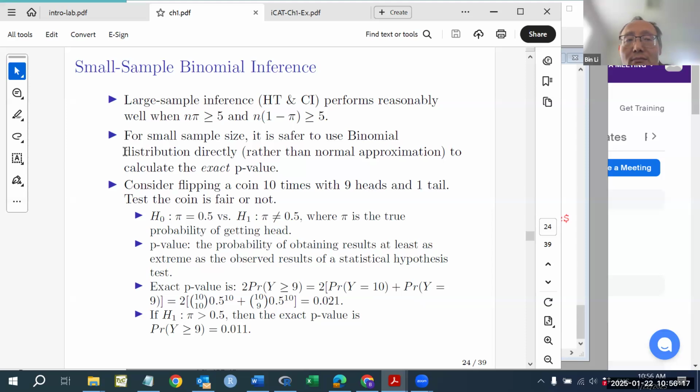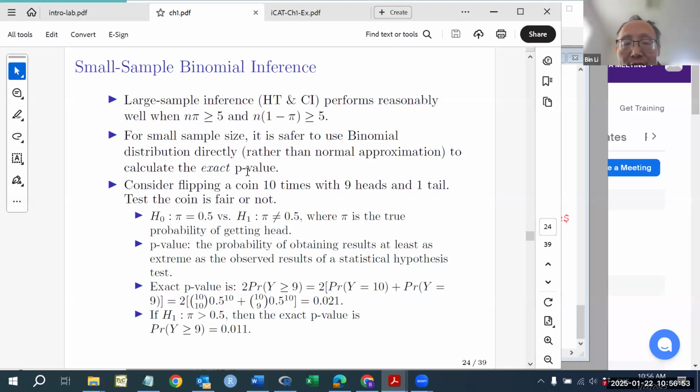For small sample binomial inference versus large sample inference, we need these because for large samples we have the normal approximation, as I said. For a small sample size, the normal approximation will not be good. So instead, we should use the exact p-value. So what is an exact p-value? Exact means it doesn't require approximation. Just use the binomial to find the p-value.